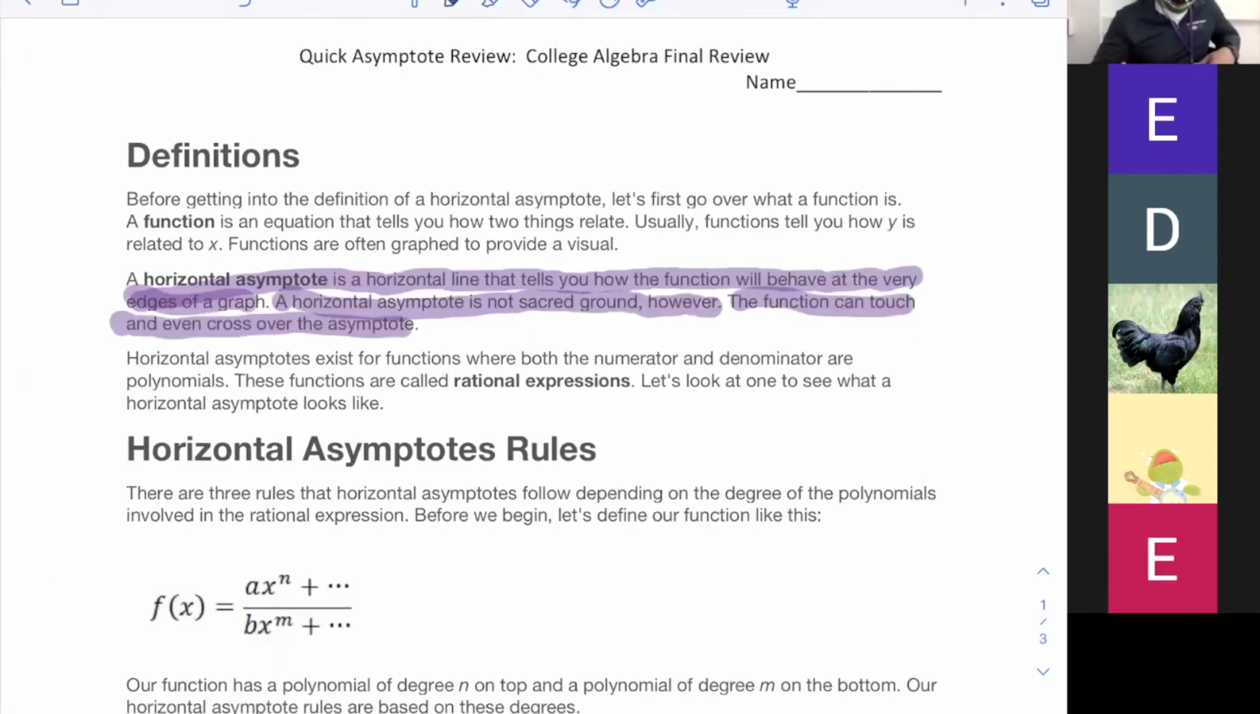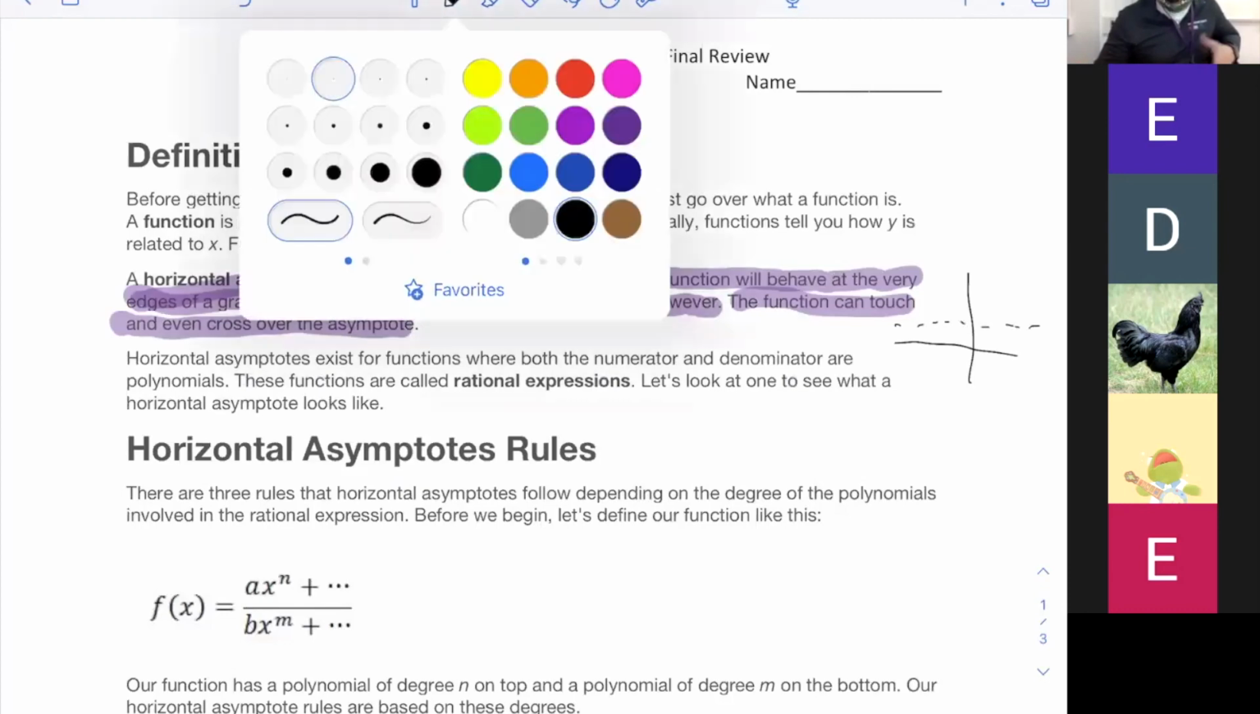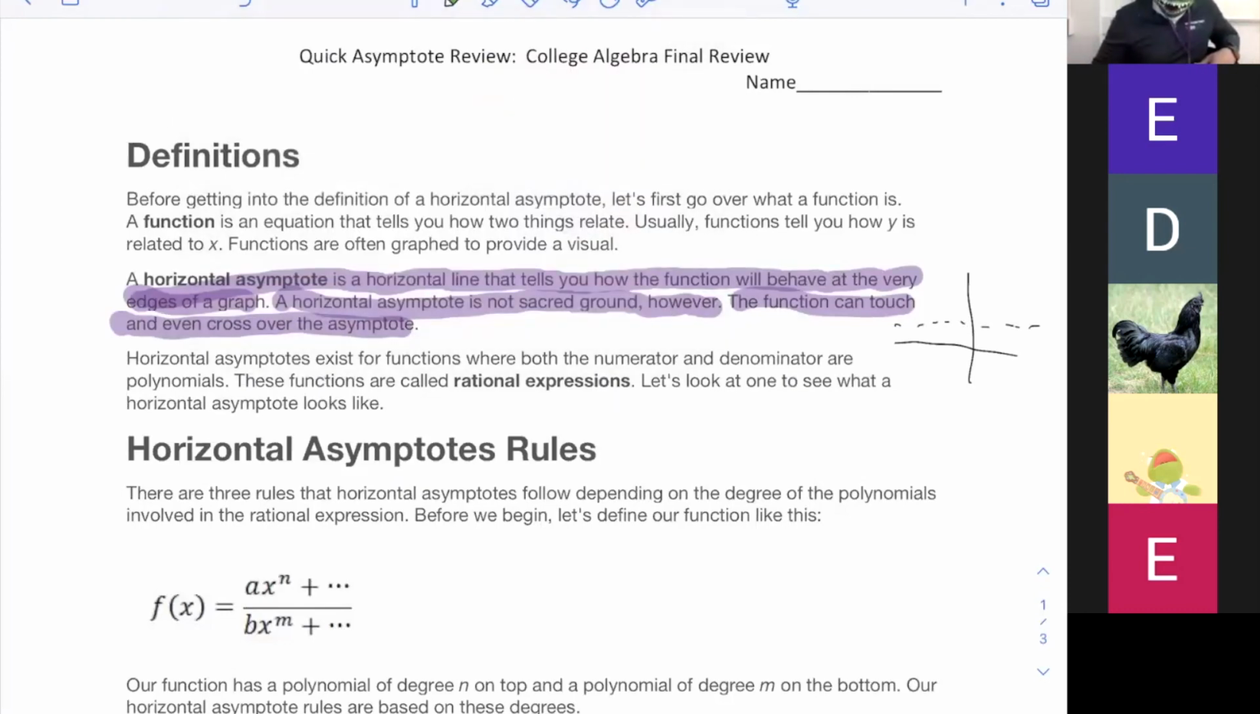So we're actually going to see a graph today that talks about that, where the horizontal asymptote is, let's say, y equals 2, and the graph does something like this, and it hovers, and it hovers. So there are times when it could cross the asymptote. I know I always mention that it'll get close to the asymptote but never touch it. But there are times when it'll cross over and then immediately go next to it. So that's why they said it's not sacred ground.